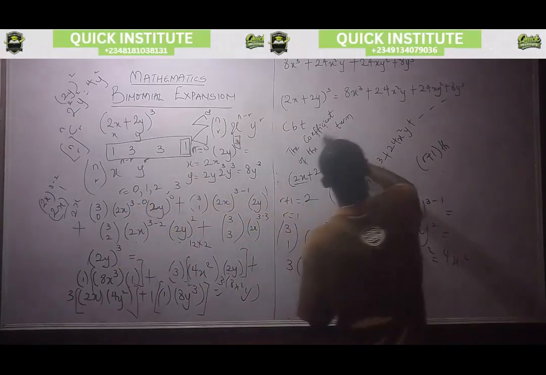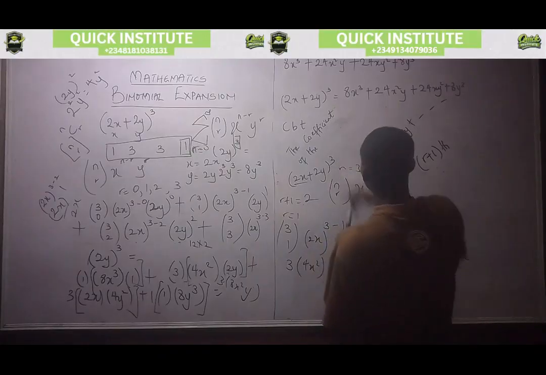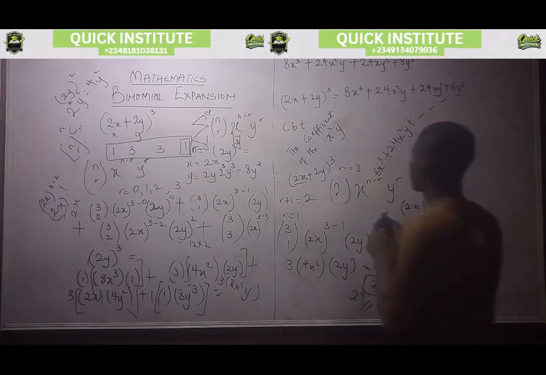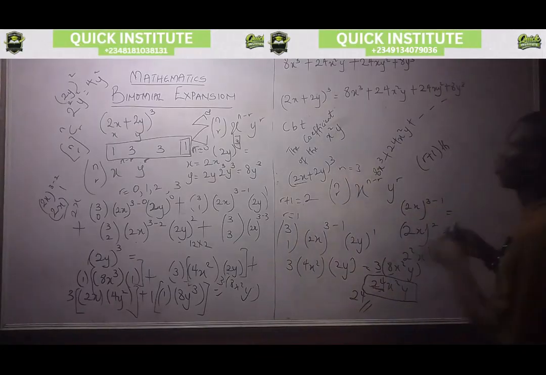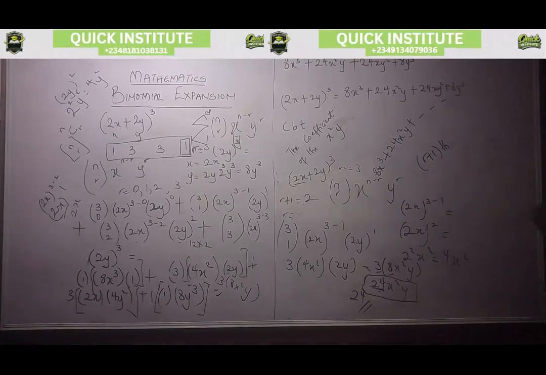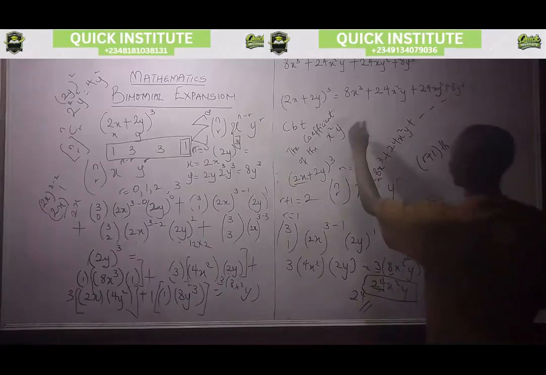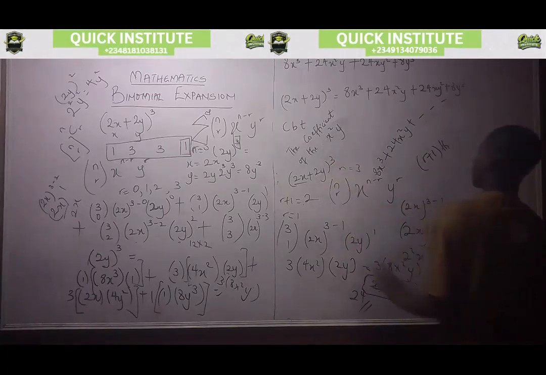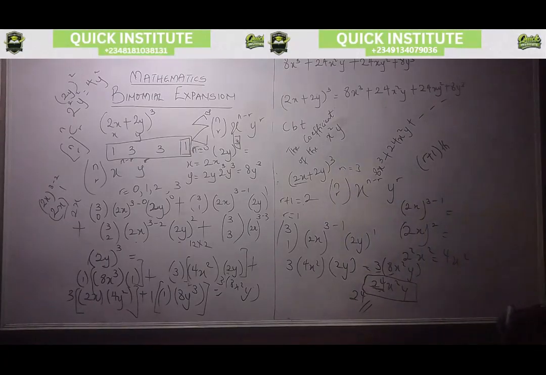They may even say the coefficient of, let's say, s square y. They may not say second term; they may say s square y. So once you are expanding, anywhere you find s square y, you will bring out the coefficient as your answer. Thank you.